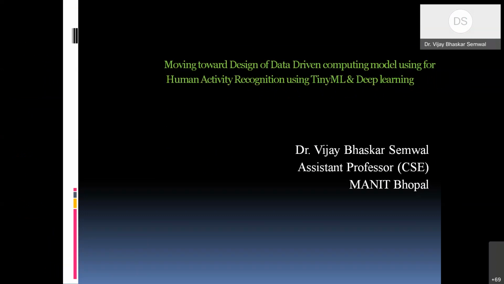Moving towards the design of the data-driven computing model. Correct. So this is another phase I'm starting now. Okay sir, and in this case we'll design the deep learning model, and I will demonstrate it over Python code. We'll see the data set also. Everything we'll see.